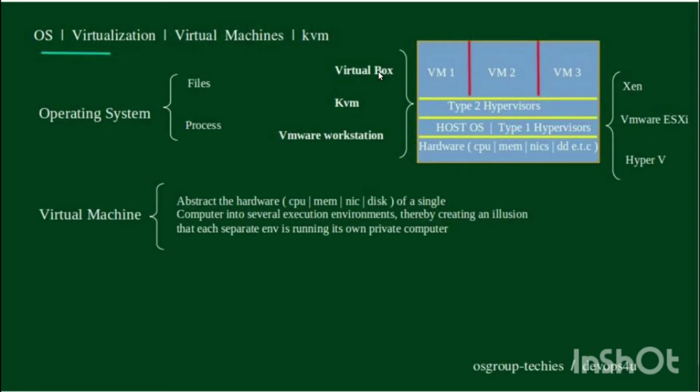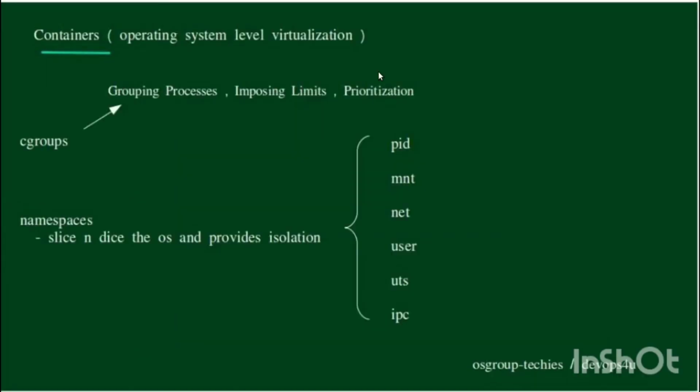So now, going to containers. Containers are operating system level virtualization, while virtual machines were hardware-level virtualization. In this, we have two fundamental concepts on top of which a container is built: cgroups and namespaces. Cgroups means grouping of processes, limiting them and prioritizing them. Namespaces slice and dice the operating system and provide isolation. So the main purpose is you have the isolation which a virtual machine provides, and on top of that you impose a limit. This is what containers are.